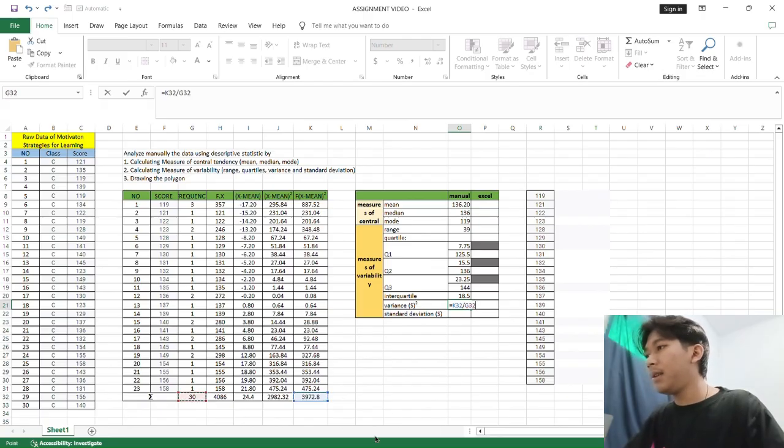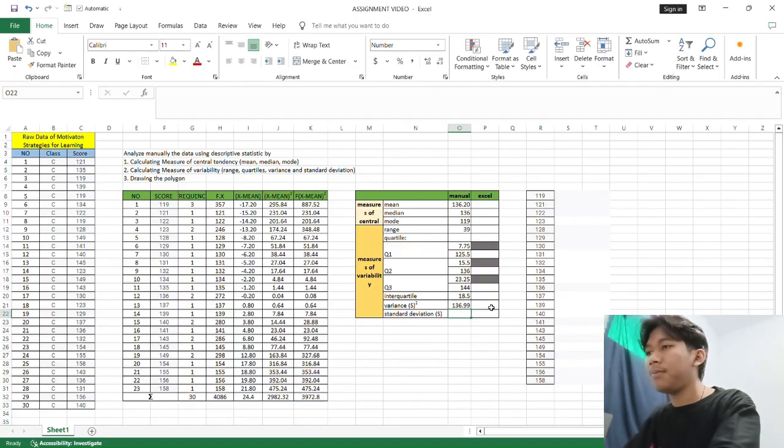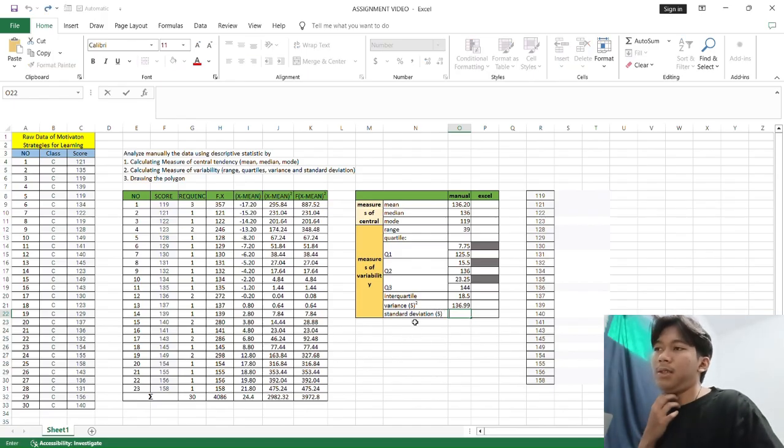Divided by the total number of our data, minus 1. And don't forget to put the bracket on it. Just like this. So the variance is 136.99. So the last is we're going to search for the standard deviation.